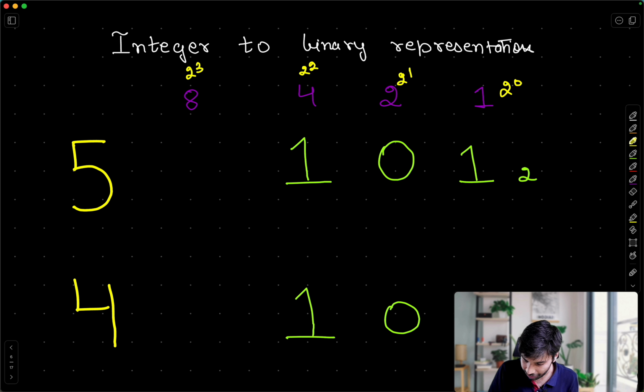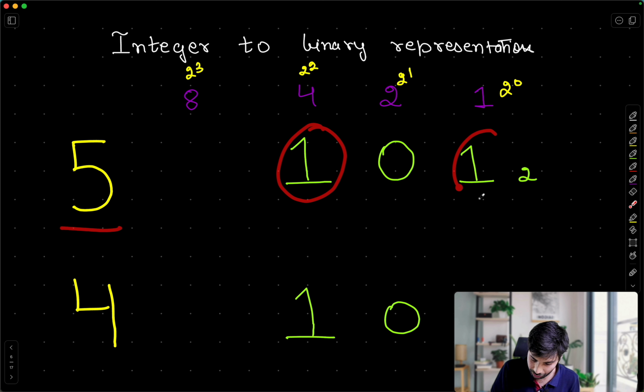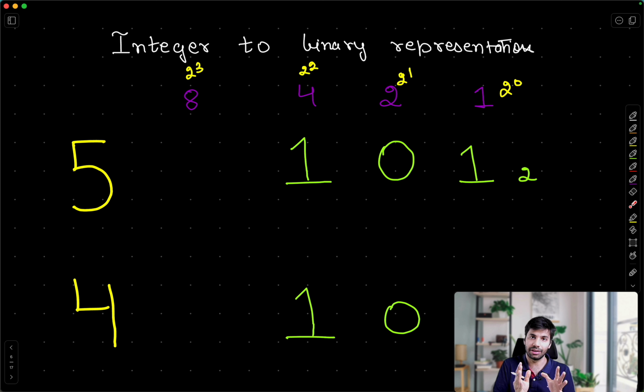Now based on what value I have, for example in 5, I want a 4 and I want a 1. So that is why 1, 0, 1, because here I don't want it. If this would have also been 1, then I would have gotten 7. Okay, so you add these things, 4 plus 1. That is what you get as 5.